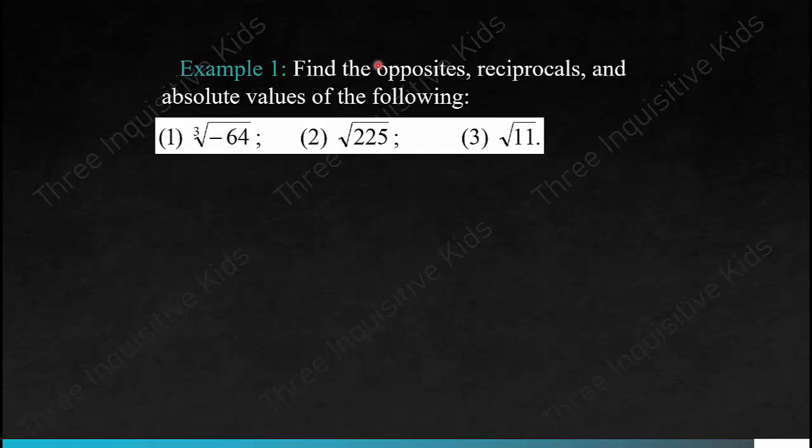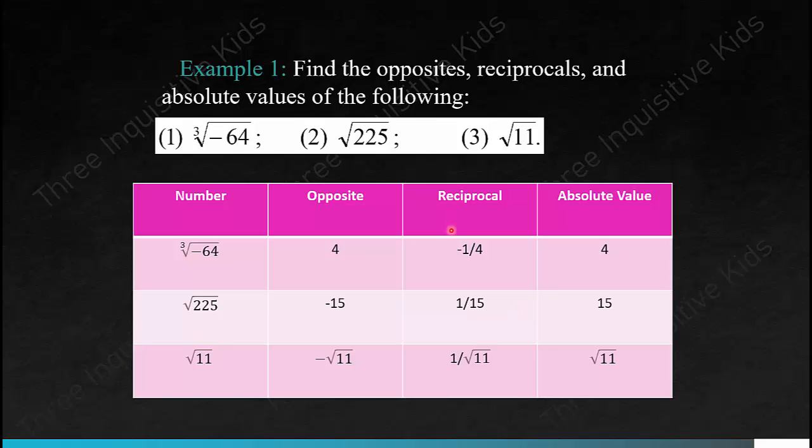Okay, did you find them? Shouldn't be that hard, is it? This is the answer. For the first number, the cubic root of negative 64, the opposite is just 4.